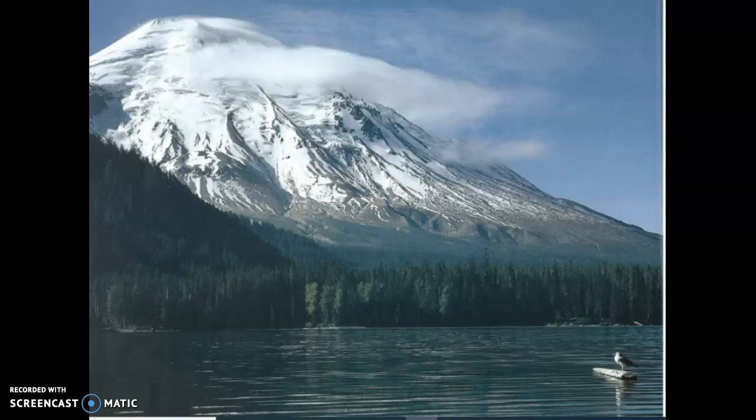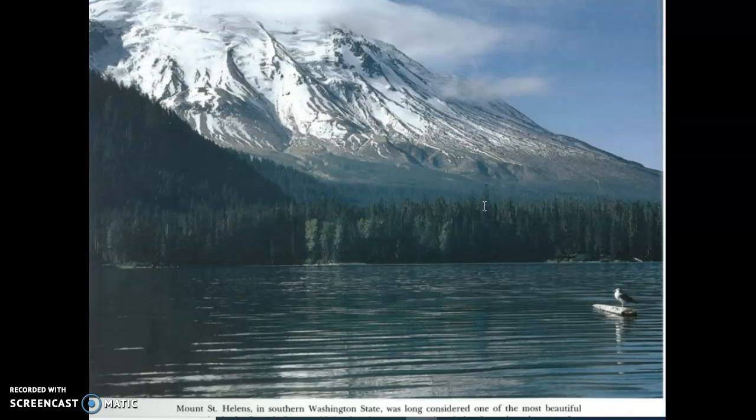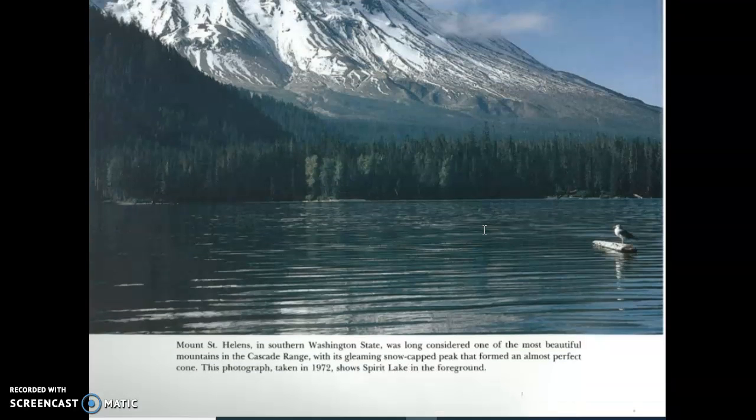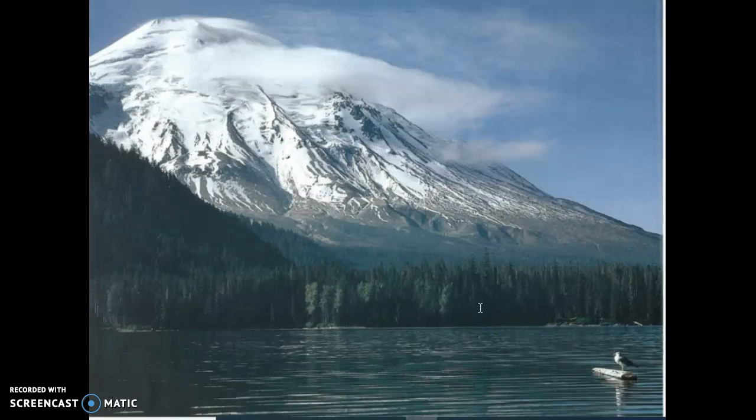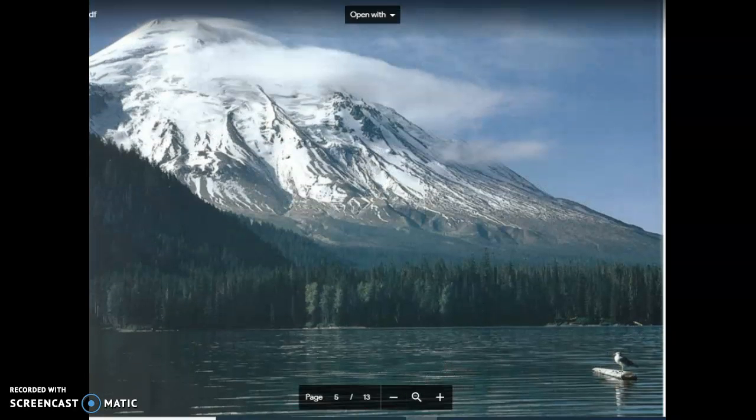So again, let's look at the caption. So we have this beautiful picture here. The caption says, Mount St. Helens in southern Washington state was long considered one of the most beautiful mountains in the Cascade Range, with its gleaming snow-capped peak that formed an almost perfect cone. This photograph, taken in 1972, shows Spirit Lake in the foreground. So this water that you see here is Spirit Lake. If you look close, you can see a bird sitting on the driftwood. And then what you see back here is Mount St. Helens.